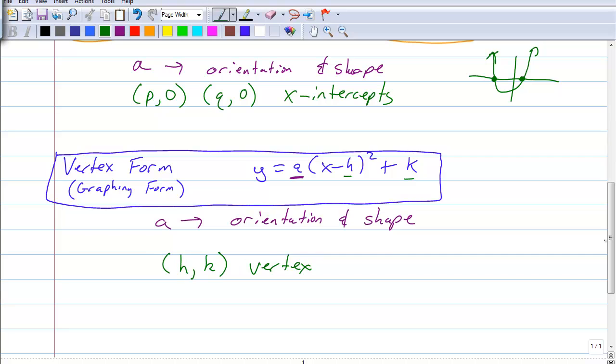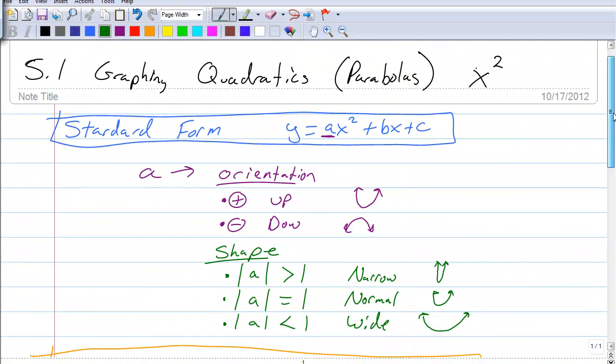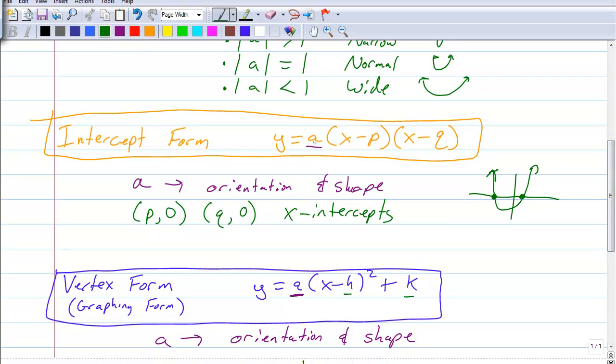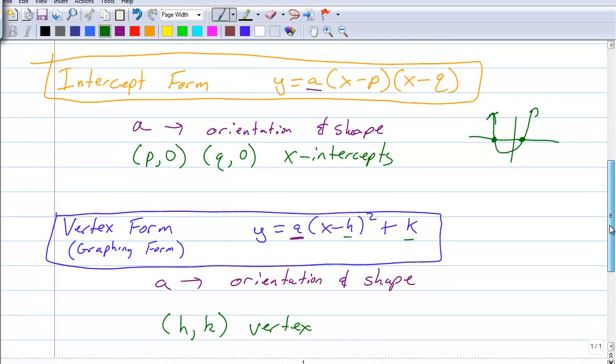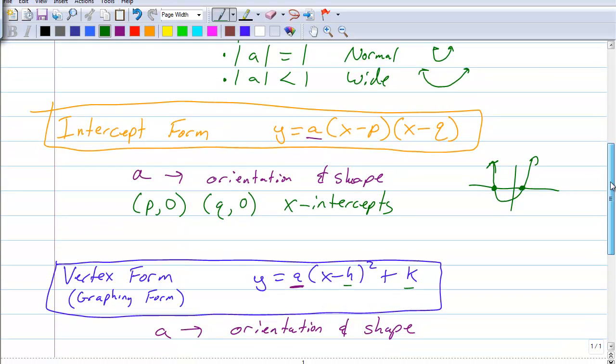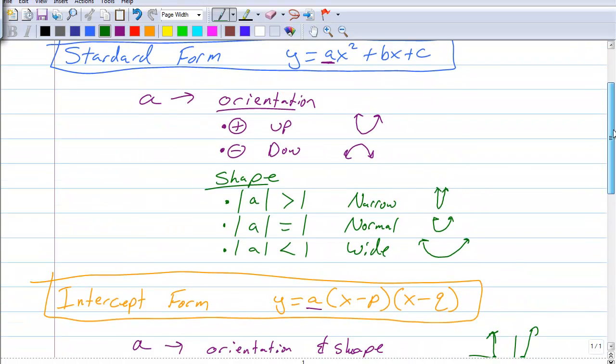Okay, so these are the three forms, and you should know what you can pull from each form. Standard form, not much, just A. Intercept form, you can get A, so orientation and shape, and the x intercepts. And then there's the vertex form, which we can get the vertex and the A stuff. No matter what form it's in, you should be able to take vertex form or intercept form, and put either one of these forms into standard form.